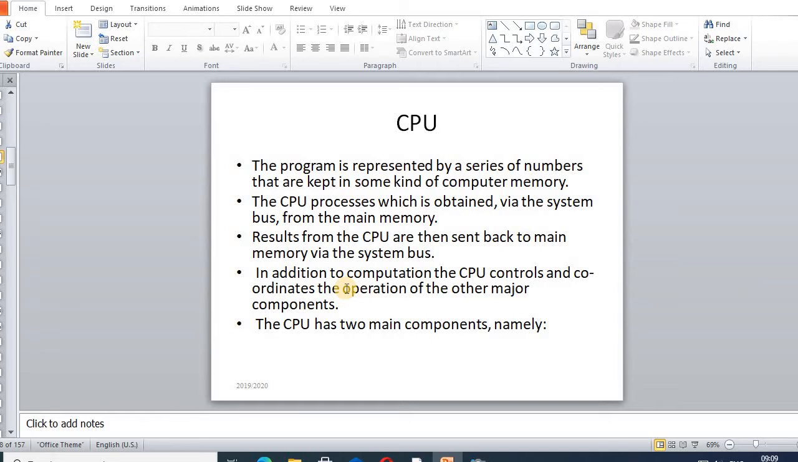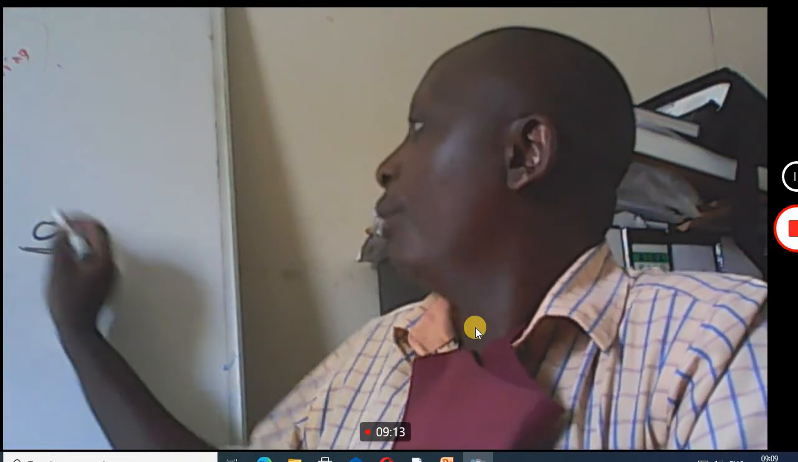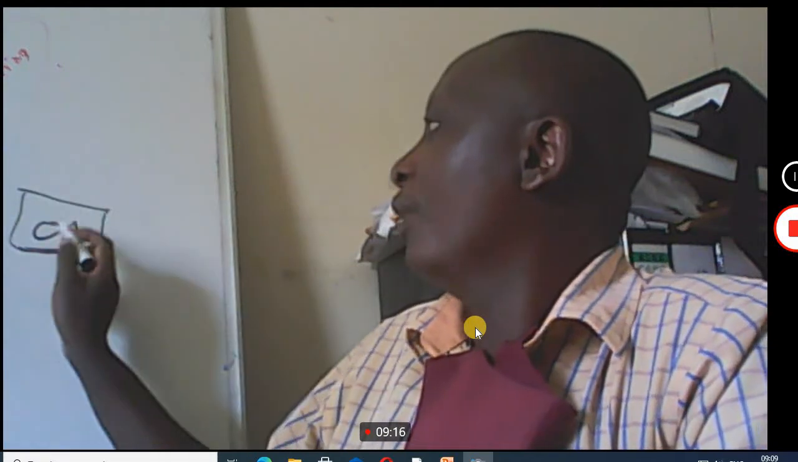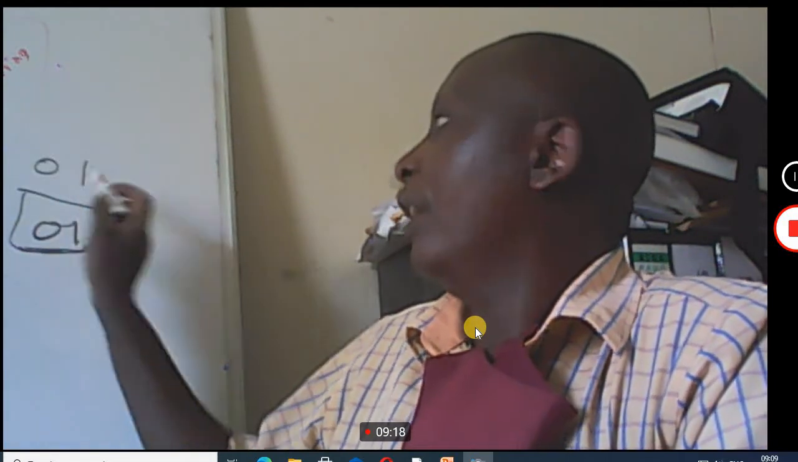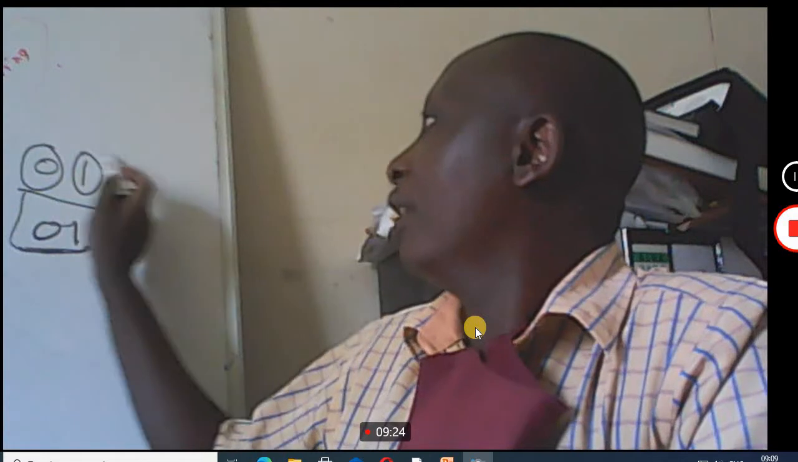The program is represented by a series of numbers that are kept in some kind of computer memory. Are we together? So these programs, as they appear in the memory, the random access memory, appear there in terms of numbers. When we talk of numbers, we mean 0 and 1. These are the digits that we use. So a computer understands digital language, and the digital language is only expressed by using a 0 or a 1. Are we together? A 0 means off and 1 means on.